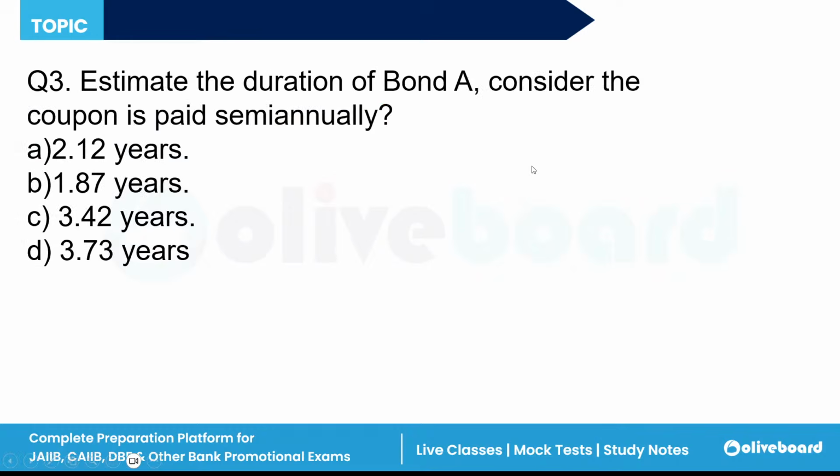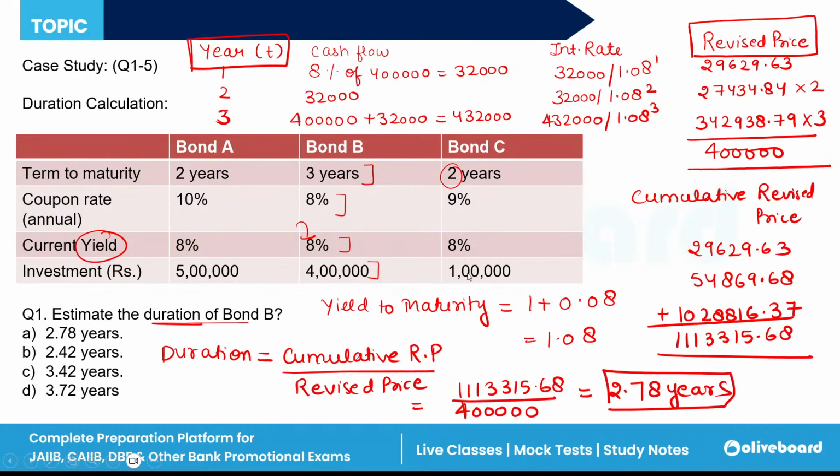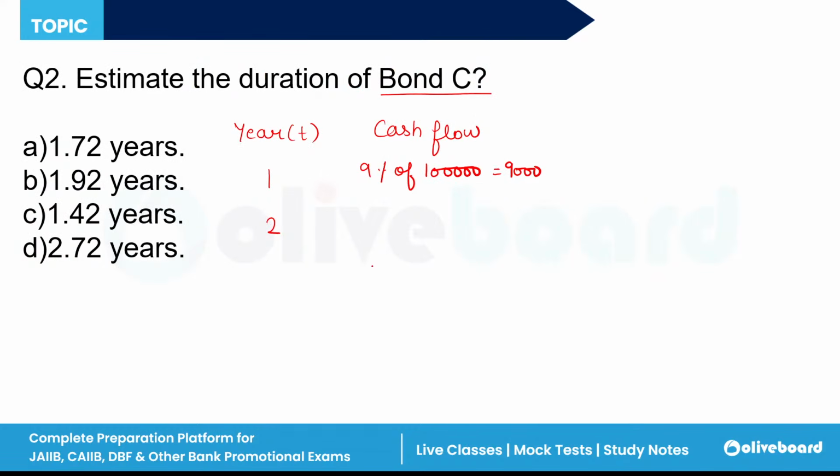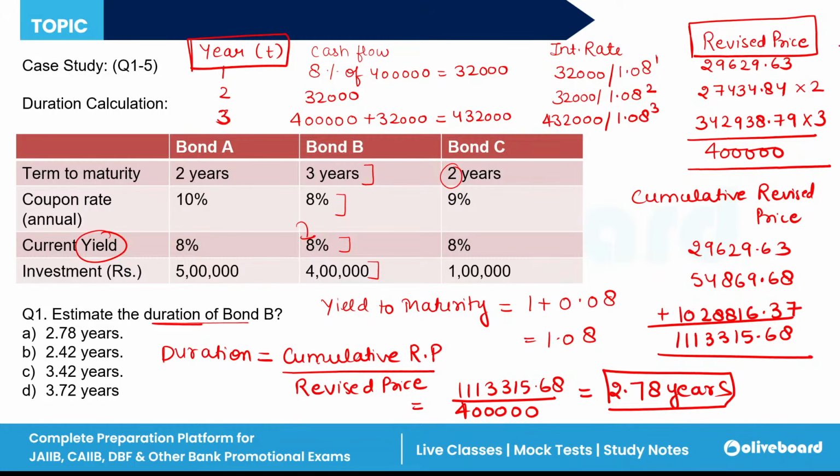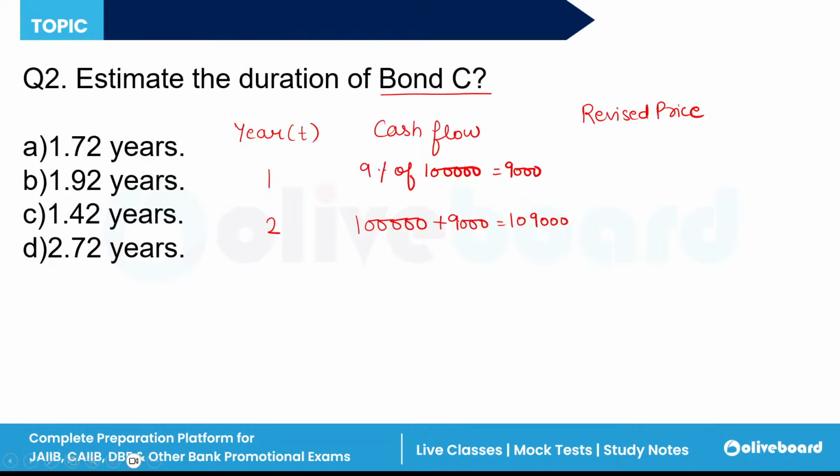And the second year is the maturity year. That means 1 lakh plus 9,000, principal plus interest we have to add, which equals 1 lakh 9,000. Then the revised price. What is the revised price? 1 plus 8%, same, so that is again 1.08. So 9,000 is divided by 1.08 power 1.